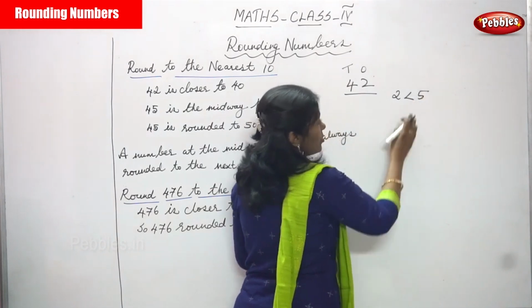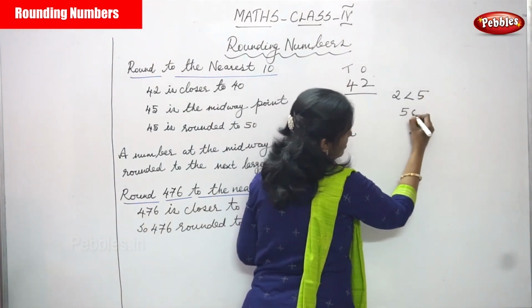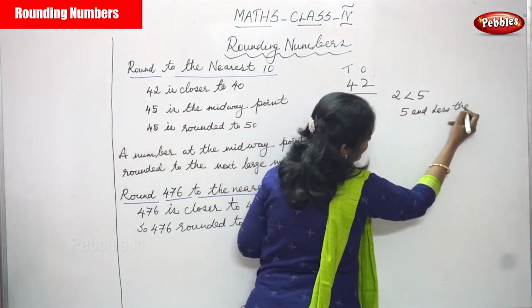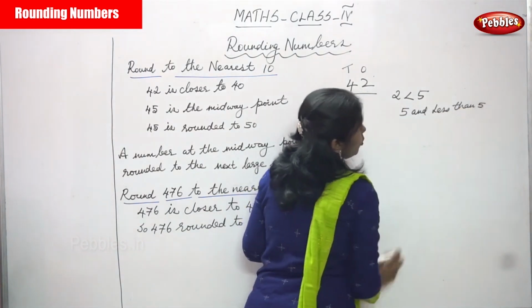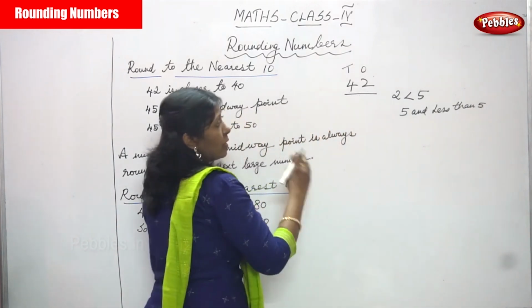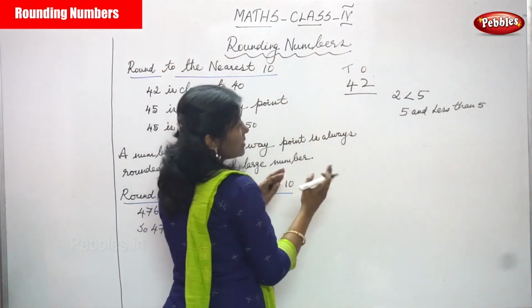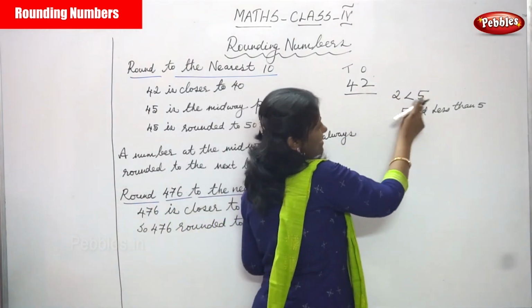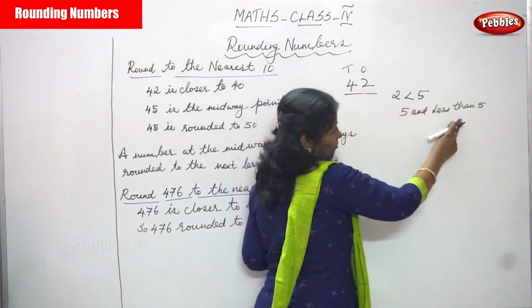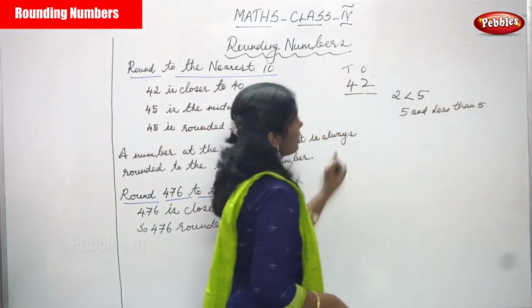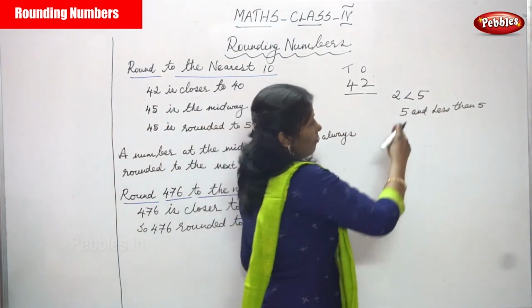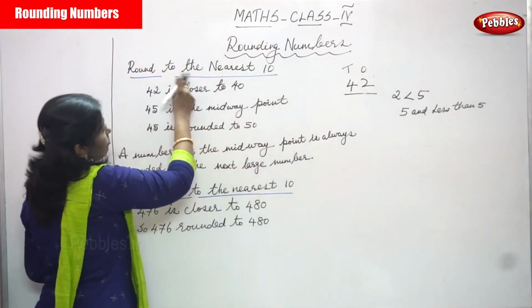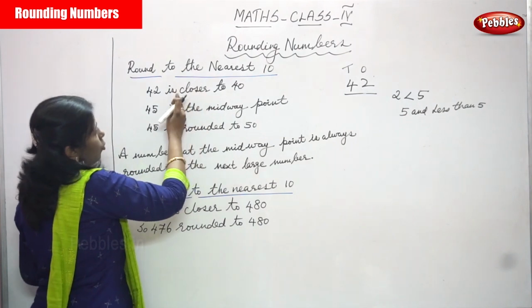That means the rule is about 5 and less than 5. 2 is less than 5. If the number comes under 5 and less than 5, what are you going to do when you round off the number?